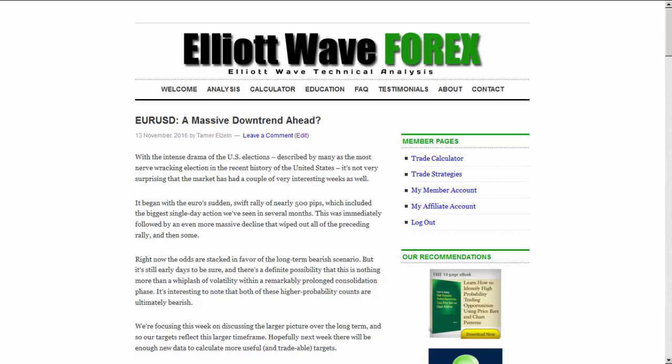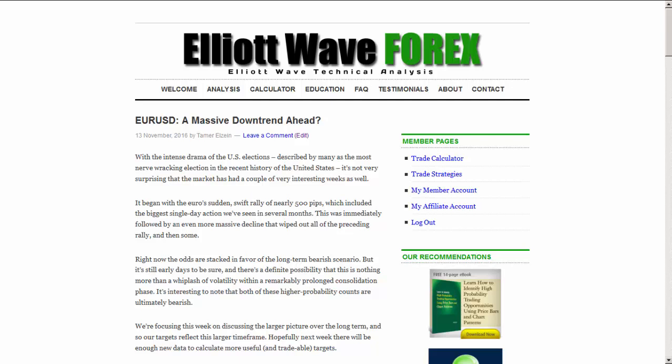We're focusing this week on discussing the larger picture over the long term, and so our targets reflect this larger time frame. Hopefully next week there will be enough new data to calculate more useful and tradable targets. We're updating our counts to reflect the most recent price action and to present targets and invalidation points.